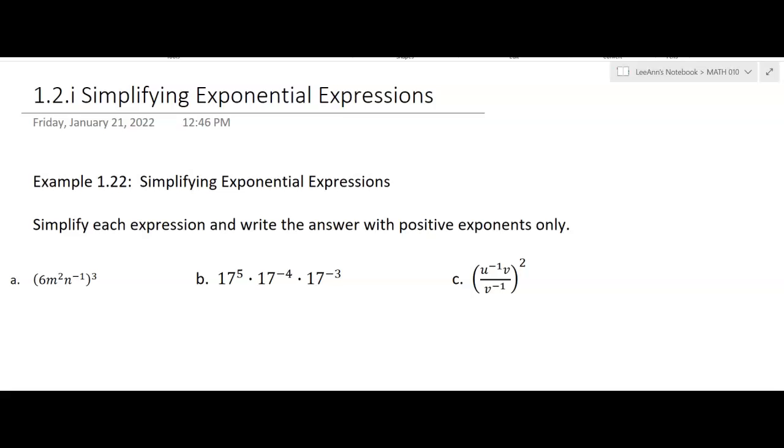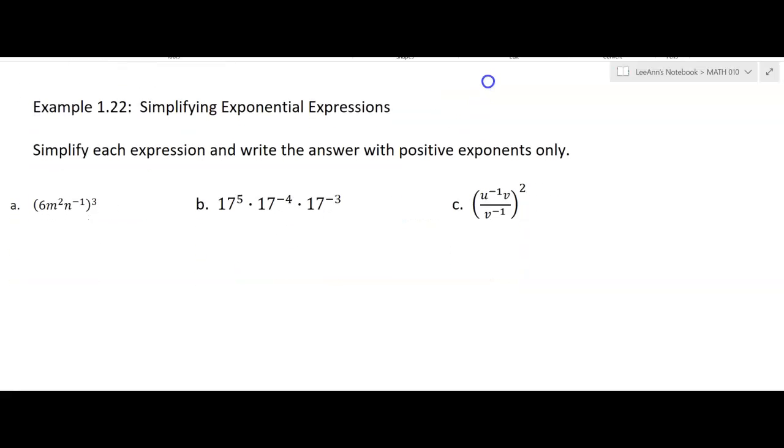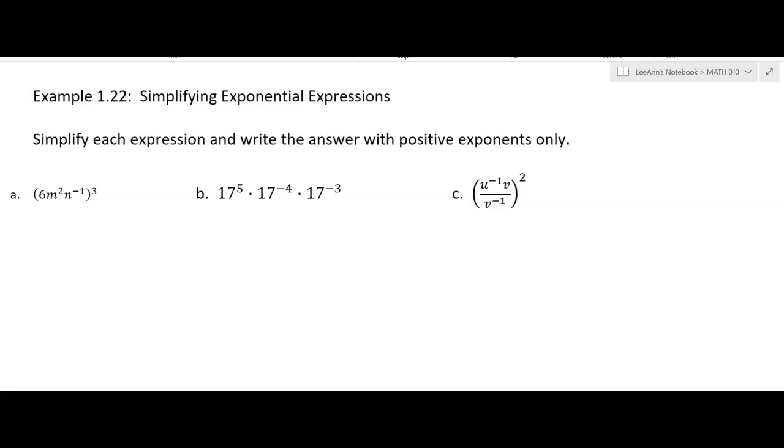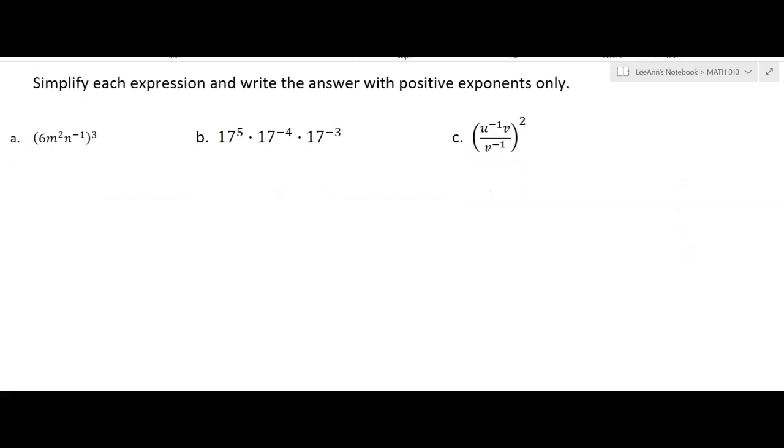All right, so now we want to practice simplifying exponential expressions. Simplify, write answer with positive exponents only. Okay, so again, it's kind of how you look at it. Generally, if there's no simplifying in the parentheses and there's an outer exponent, I'm going to bring that in. So it's going to be 6 cubed, I'll have to figure that out, m to the 6th power, because 3 times 2, n to the negative 3 power.